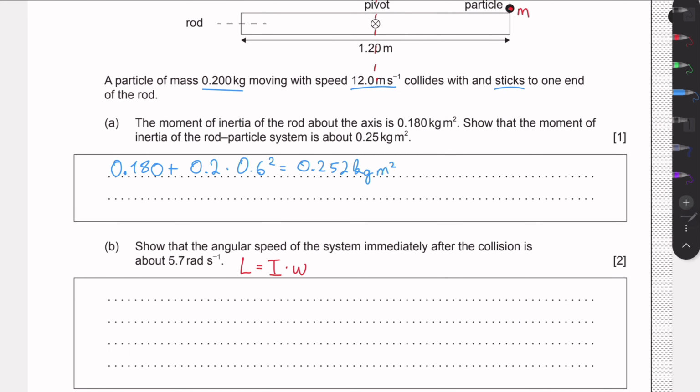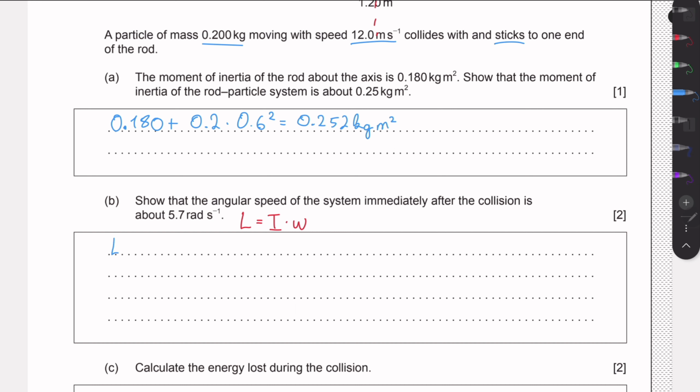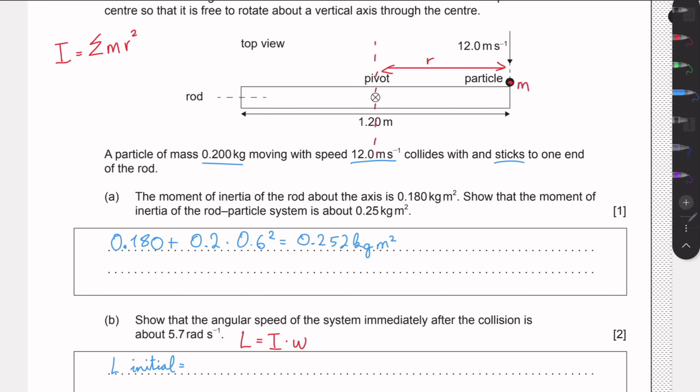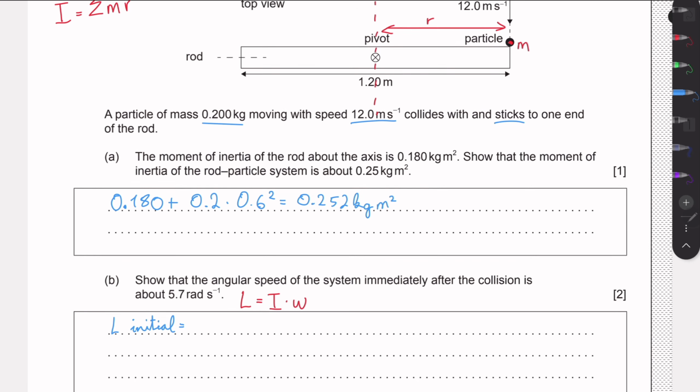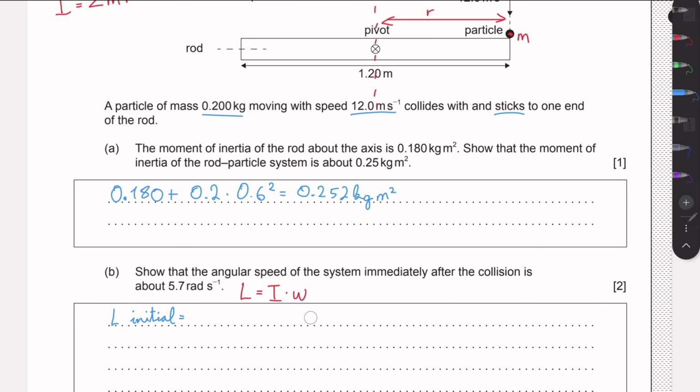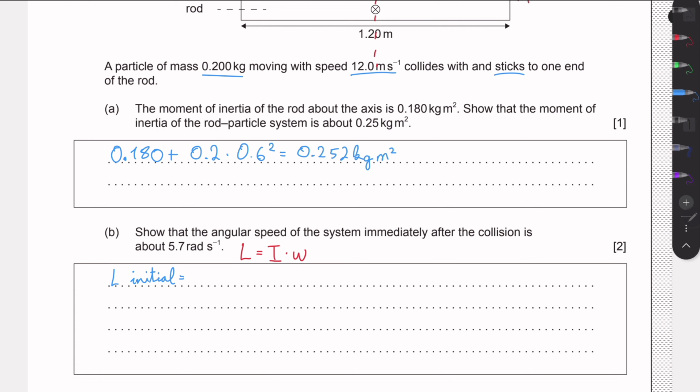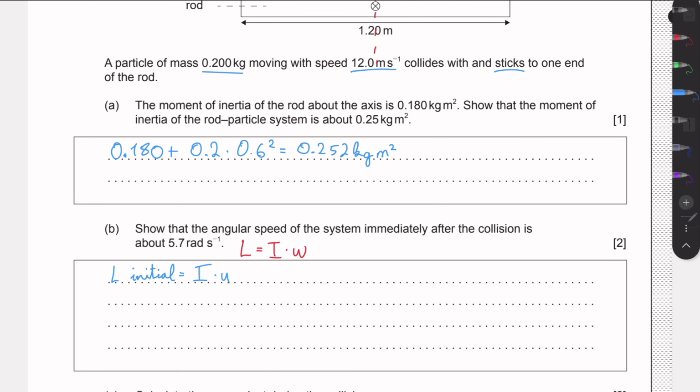So we need to calculate the initial angular momentum. And well, at the start, only the particle was moving, right? The rod was stationary, so the rod had no angular momentum. But the particle did have some angular momentum about this axis. And how we can calculate that is with this formula. So first we need to calculate its angular speed. And well, how we can do that is we know that v is equal to angular speed times radius.